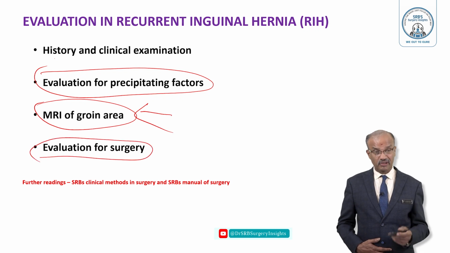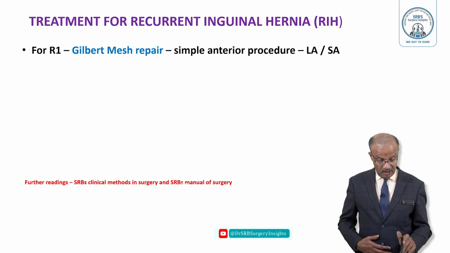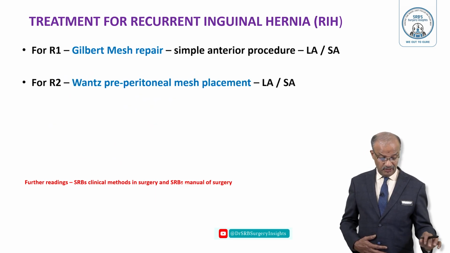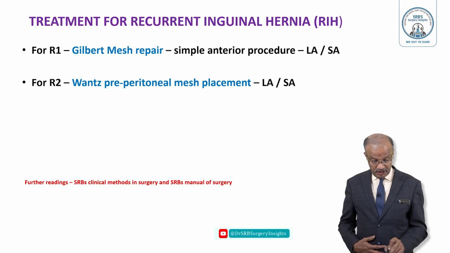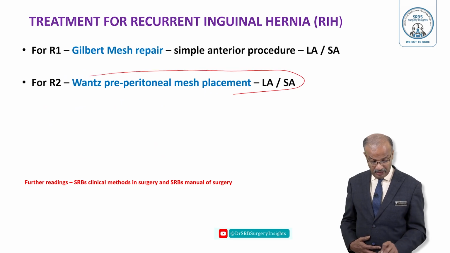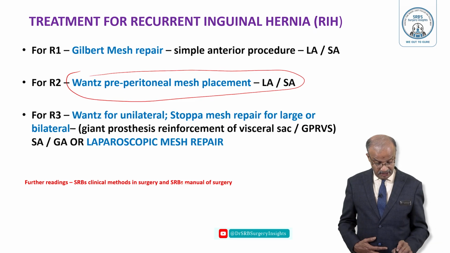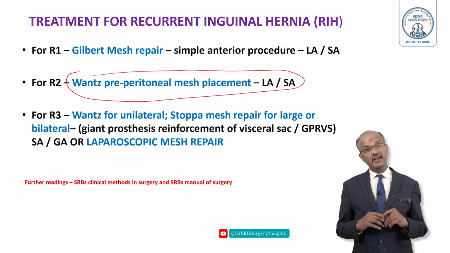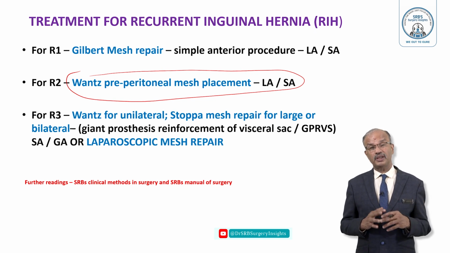Evaluation for surgery, of course, all the things are regularly there for surgical fitness. So treatment: R1, Gilbert mesh repair, a simple anterior procedure, put a mesh under local or spinal, very easy, with very good results. R2 is medial posterior, close to the pubic tubercle. Here you have to put a preperitoneal mesh repair, under local or spinal anesthesia. R3, for unilateral, always you have to put a preperitoneal mesh repair, either through laparoscopy or open. In unilateral, once preperitoneal mesh repair is sufficient.